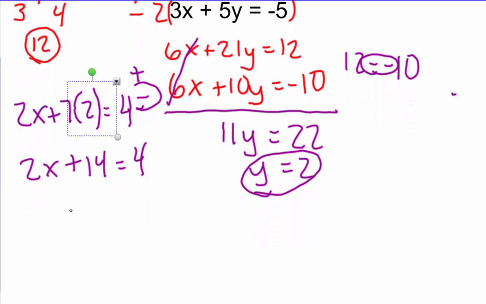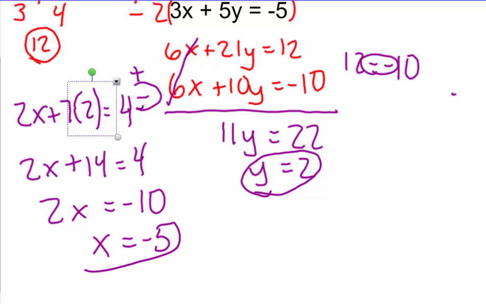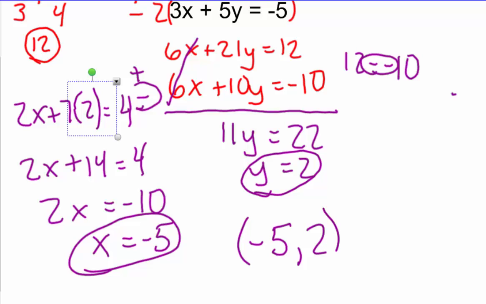Now it's just simple algebra solving the equation. I'm going to subtract 14 on both sides. 2x is equal to negative 10. Divide by 2. We get x is equal to negative 5. So this problem also has a solution, and it is at negative 5, positive 2. So if we were to graph these two lines, they would intersect at negative 5 and positive 2.